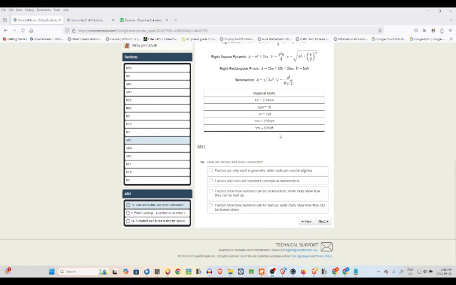All right, now into algebra and number 1 with roots and factors and so forth. So how are factors and roots connected? Factors are only used in geometry. We could stop right there. That's false. Factors and roots are unrelated concepts. False. So these two are very similar. Factors show how numbers can be broken down while roots show how they can be built up. Or factors build them up and roots show how they can be broken down. It is this one. The factors show how numbers can be broken down.